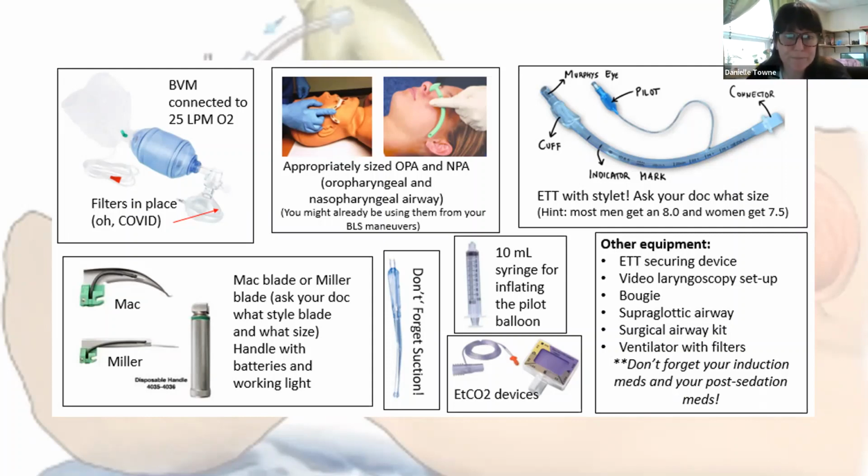A bougie. So a bougie is a device that can be a little bit easier to thread through the cords at times, and then you have your ET tube that slides up and over the bougie. Supraglottic airways, so your LMAs, your Kings, your iGels, those are all excellent backup devices to have. And then a surgical airway kit. That's kind of your last resort in a can't intubate, can't ventilate situation. We'll talk about that a little bit later too. But those are some additional pieces of equipment that you'd want to have.